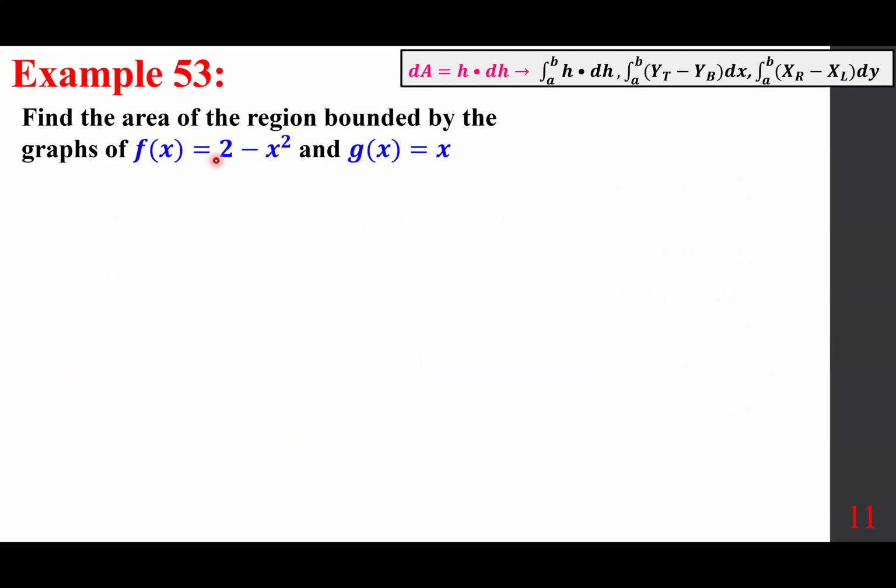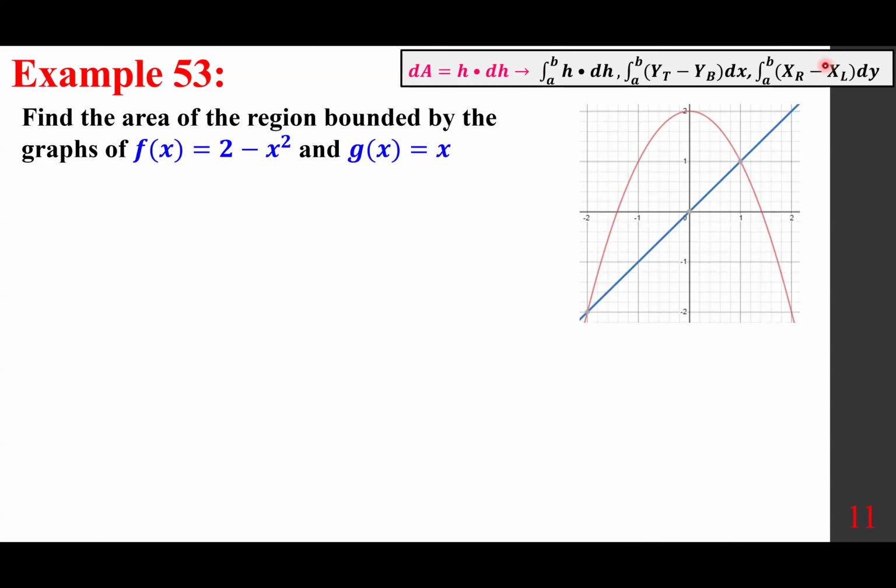Find the area of the region bounded by the two functions. F of x is 2 minus x squared. G of x equals x. So what do we do? First, we graph it. This is a parabola, minus x squared going down, 2 shifts up. This is g of x equals x, a line through the origin. So I'm going to assume no one has any problem graphing it. Now, an increment of the area is this.